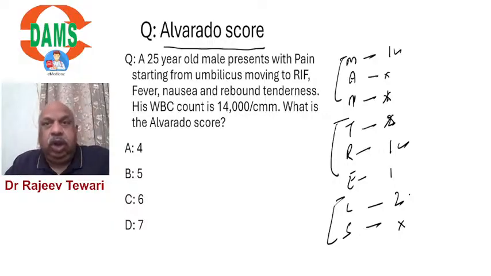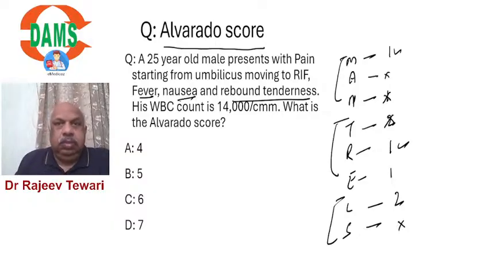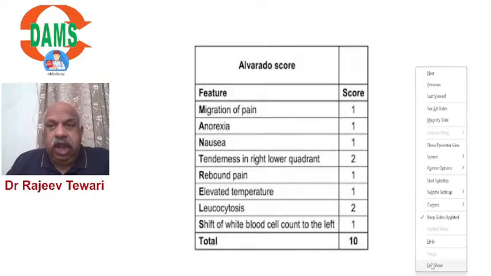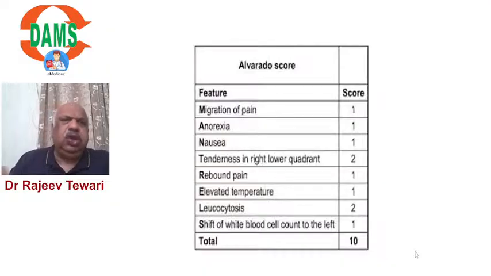So, in general, according to this, the answer will be migratory pain 1, fever 1, nausea 1, that is 3, rebound tenderness 1, and nausea is 1. So, according to this, the answer will be 6, but not necessarily, maybe 7, depends what all points were there. So, this is the Alvarado score. I guess you must have got this right. This is a very commonly asked and very favorite topic for MBBS exam, viva, theory, MCQ, everywhere.